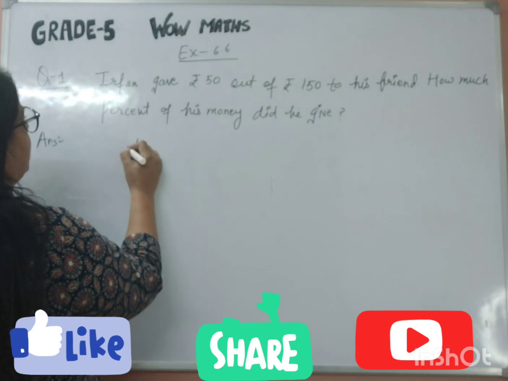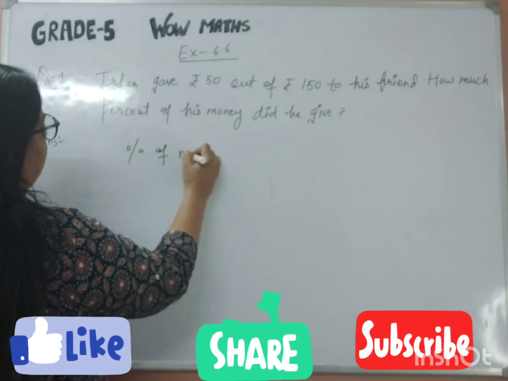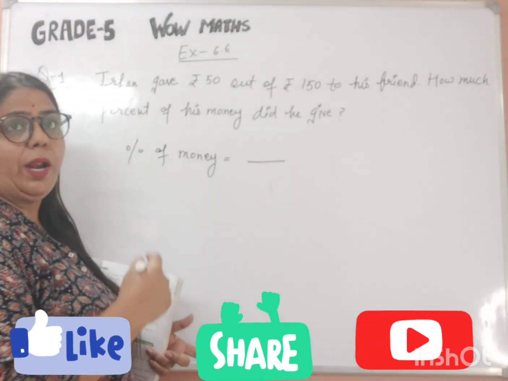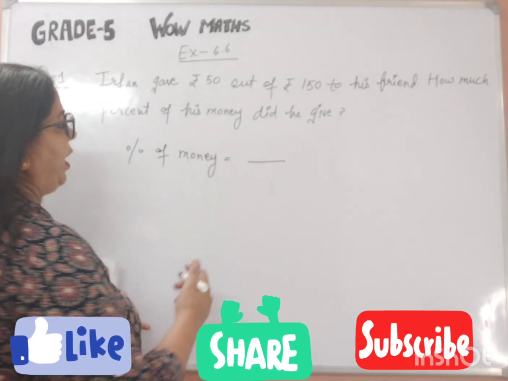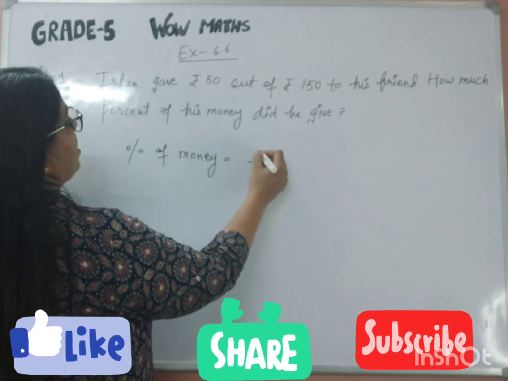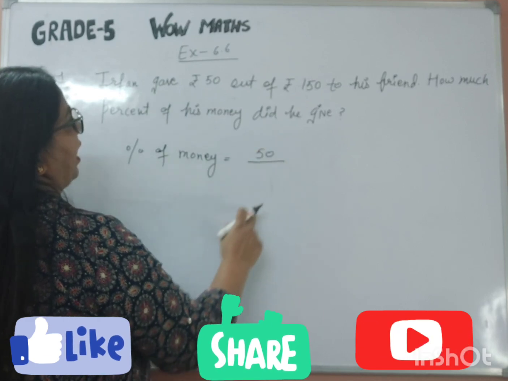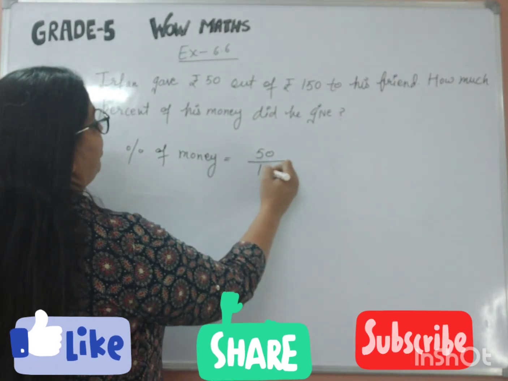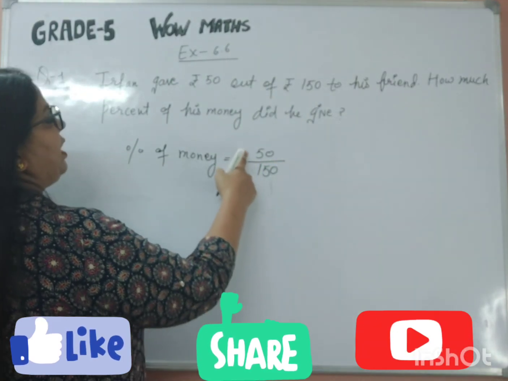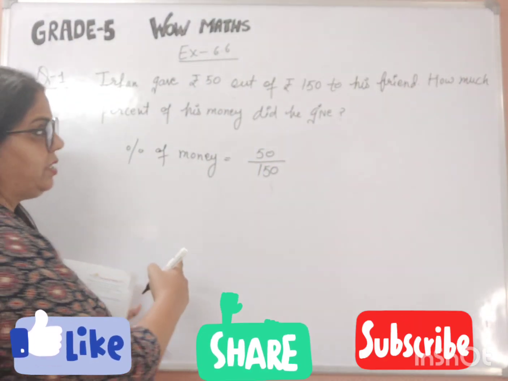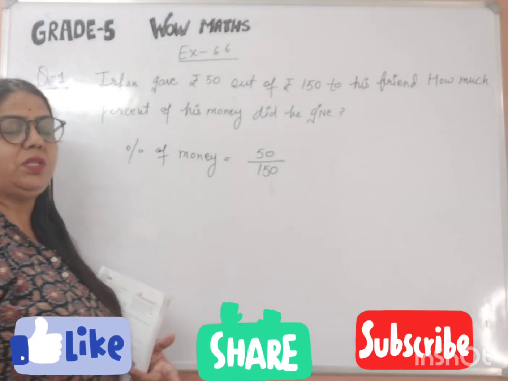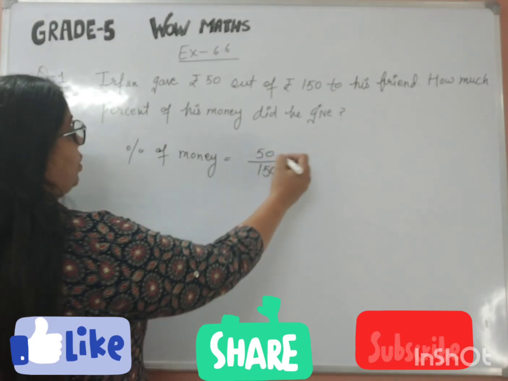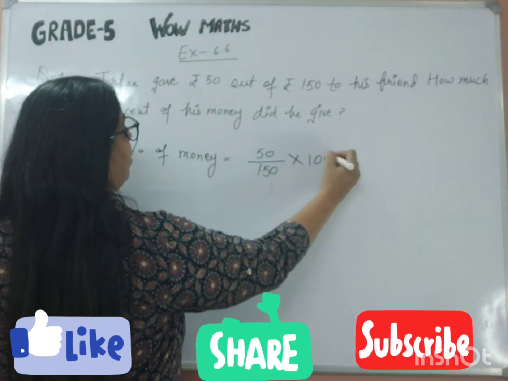To find the percentage of money, we are going to write the fraction. For writing the fraction, we will write 50 rupees in the numerator, and as we know the total is always in the denominator, so we will write 150, because out of 150 he has given 50 rupees to his friend. As we are calculating the percentage, to represent our number as a percentage, we are going to multiply with 100.